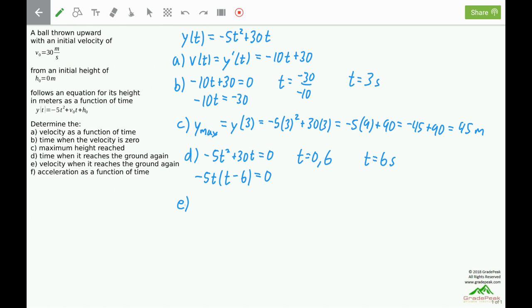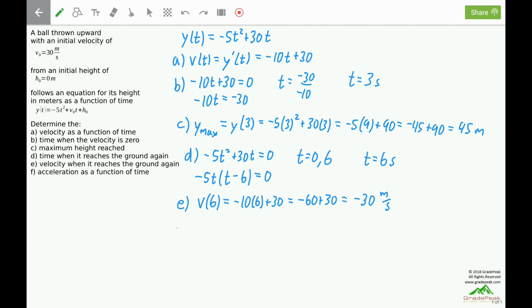Part E, the velocity when it reaches the ground again, is going to be the velocity evaluated at that exact time when it reaches the ground, which is 6 seconds. So v of 6. Our velocity as a function of time is in part A. We can then evaluate this at 6 seconds, plugging the 6 in for the t. So negative 10 times 6 plus 30. Negative 10 times 6 is negative 60 plus that 30 gives us a total of negative 30. And it'll have units of distance, meters, and time, seconds: meters per second.